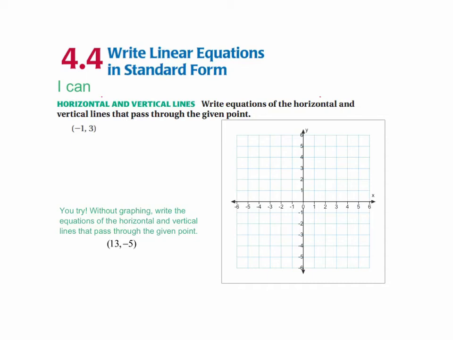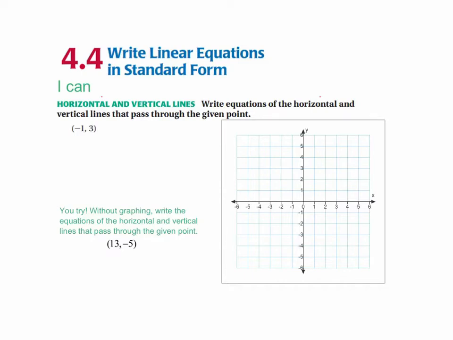As we wrap up this part of Chapter 4, where we are writing linear equations, I want to look one more time at the equations of horizontal and vertical lines. I think everybody's pretty good on a horizontal line has zero slope, a vertical line has undefined slope. We still get a little confused about what those equations look like. So that's what we're going to do in this short video, is just look at that, okay?